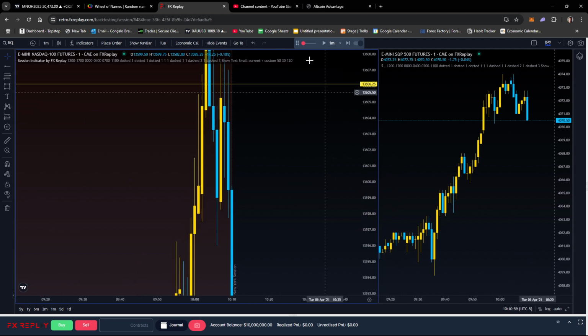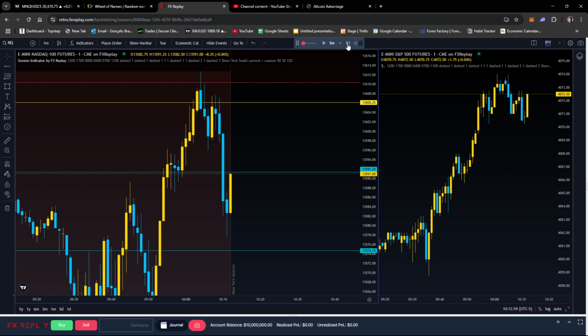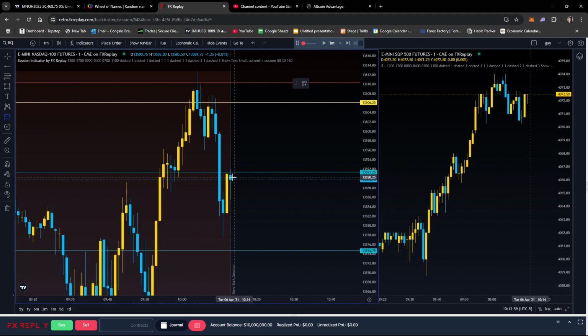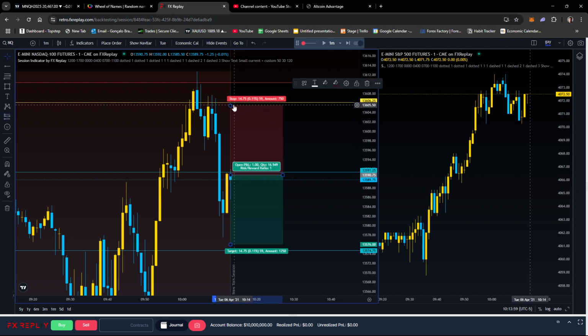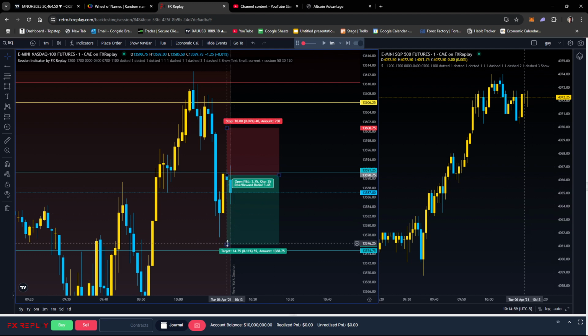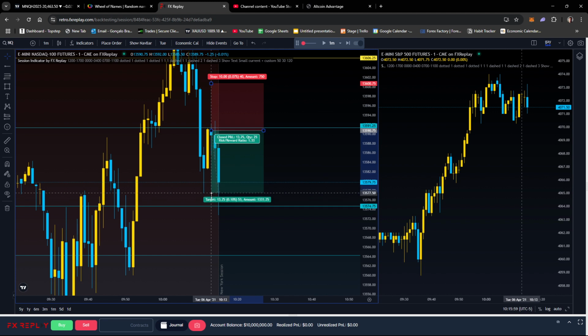Okay. Strong displacement down. Do we want to take this? I do. 10 points. It takes me in. Okay, we're in. Final TP at... Well, first we'll make it risk-free at 1-to-1. Okay, finally we secure a win.